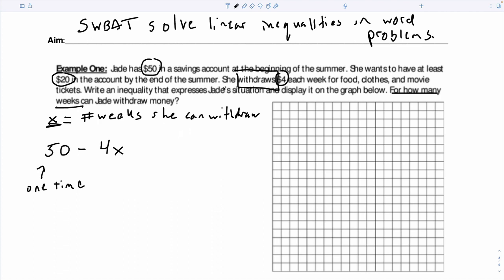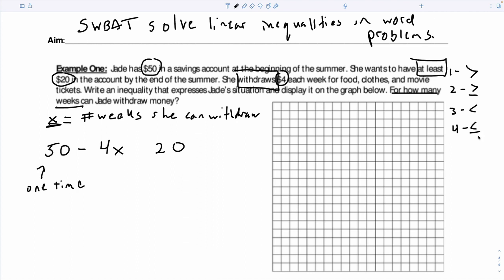We're not going to use equal. She needs at least. Box the words at least. She needs at least $20 at the end of summer. If I have at least 10 donuts on Saturday, I have at least 10. Is my inequality going to be greater than or equal to, or less than or equal to? I'm going to say it again. I have at least 10 donuts. I have at least 10.